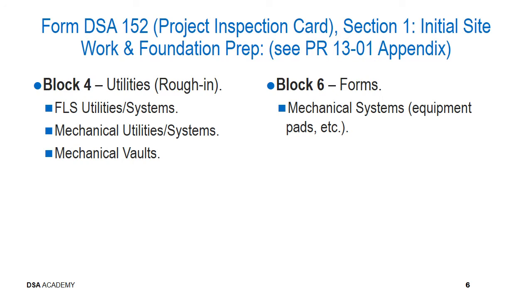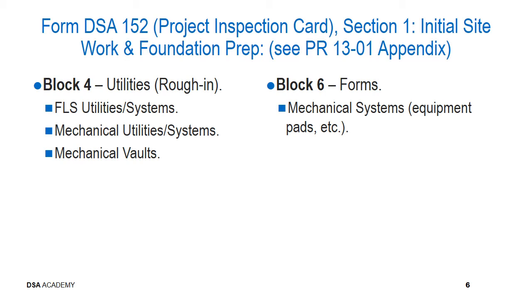As part of the consistent monitoring and documentation or recording processes that project inspectors are required to maintain, one of the key elements is the Form DSA 152, also known as the Project Inspection Card. In this particular document, there are several sections and several blocks associated with each section, where the project inspector is required to initial upon completion of the activities associated with each section or block.